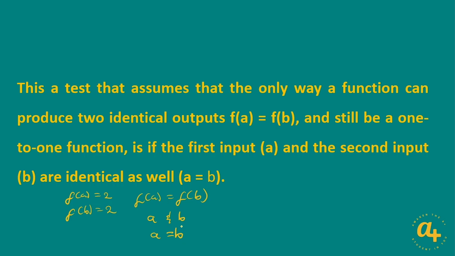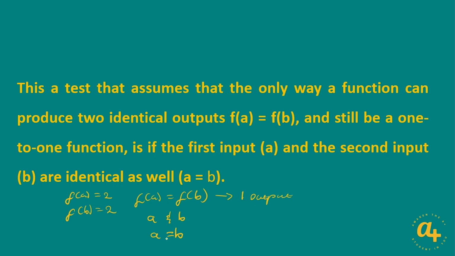Why does the test give this condition? Well, if we start first by looking at the output, we can see that the output f of A is equal to the output f of B. When two things are equal to each other, they have become one thing. Therefore, f of A equals f of B means that this is one output because they're equal to each other. They're both equal to 2. Therefore, they've become one output.